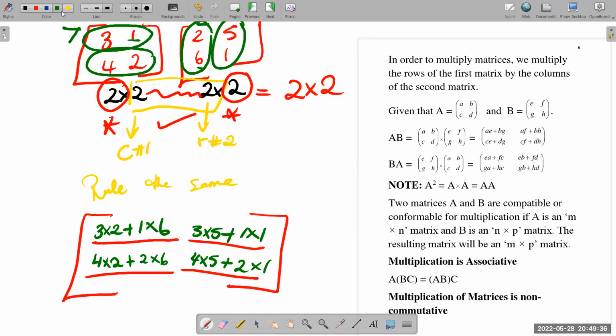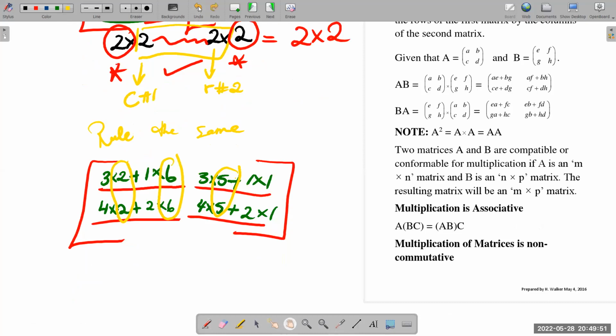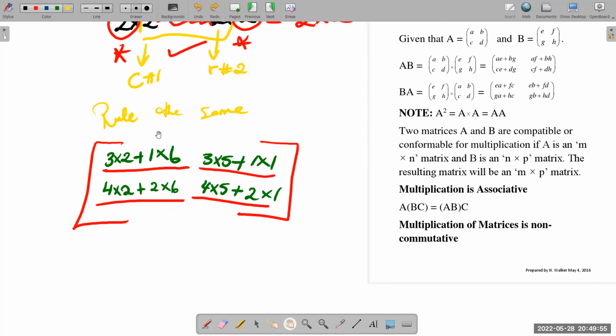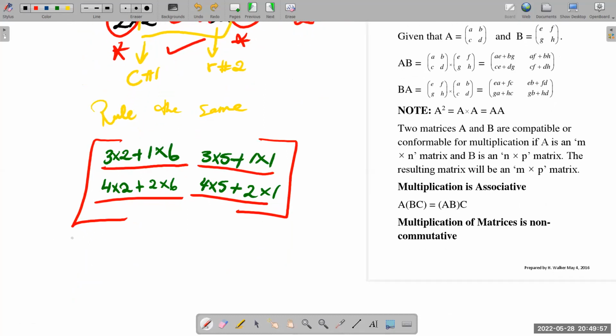Anybody remember how to make sure your answer is right? Which numbers should be matching? This should match. This should match. This should match. This should match. You don't ever start multiplying and adding unless you confirm that they're matching. Okay, so now that I have identified that I am correct and confident, I do my multiplying and addition.